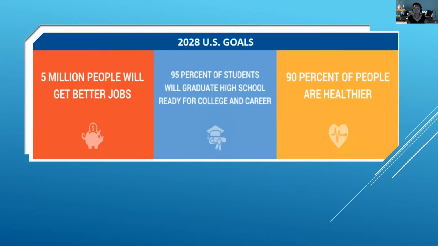Also a part of their framework is the establishment of goals. United Way wants to be able to achieve by 2028, 5 million people obtaining better jobs. That's in the category of economic mobility. Their second goal is in the area of education: 95% of students will graduate from high school ready for college or a career. And their final goal is within the health domain: 90% of people will be healthier. That's what they want to see by 2028.